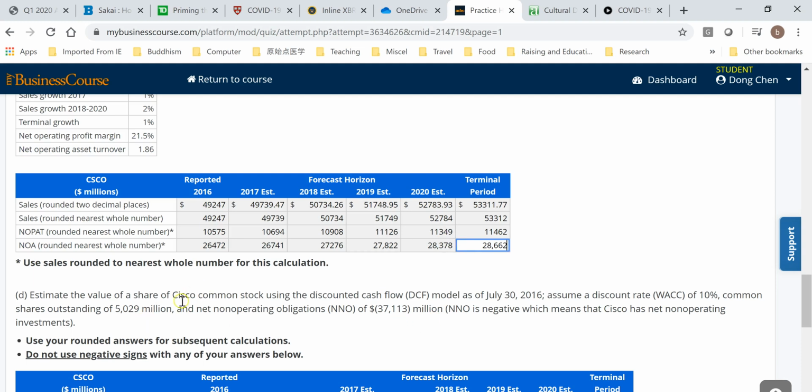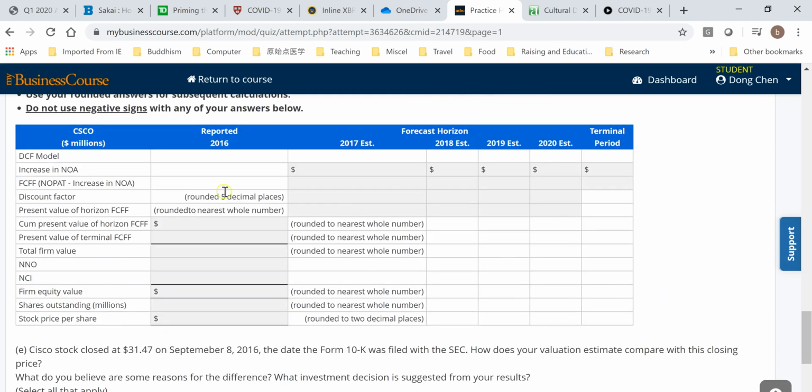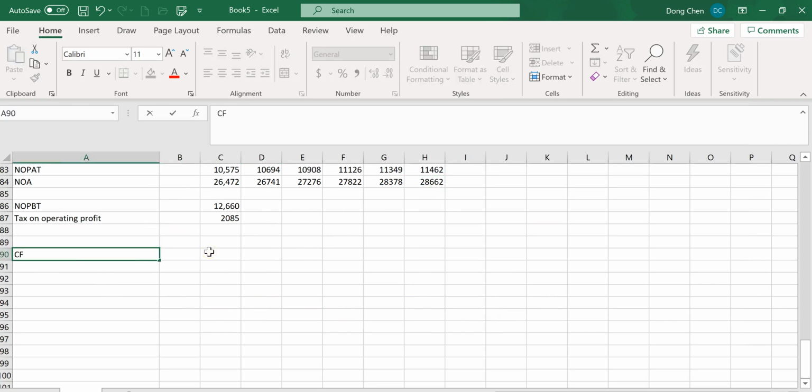So for part B, estimate the value of a share of Cisco common stock using the discounted cash flow model as of July 30th, 2016. Assume a discount rate of 10%, common shares outstanding of 5,029 million shares, and net non-operating obligations NO of negative 37,113 million. NO is negative, which means that Cisco has net non-operating investments. Be that negative or positive, we should subtract NO from the firm value once we use the discounted cash flow model. So here we need to further use the DCF model.